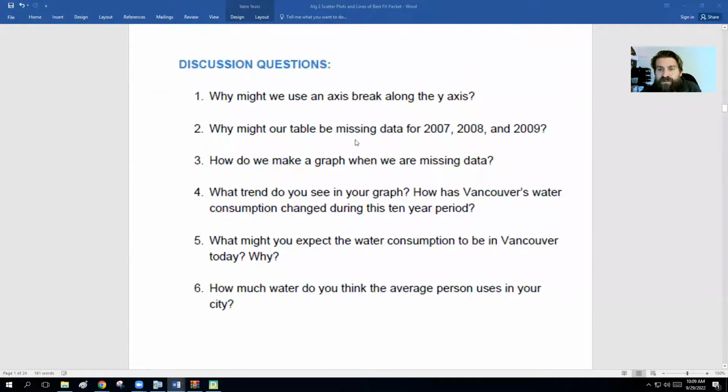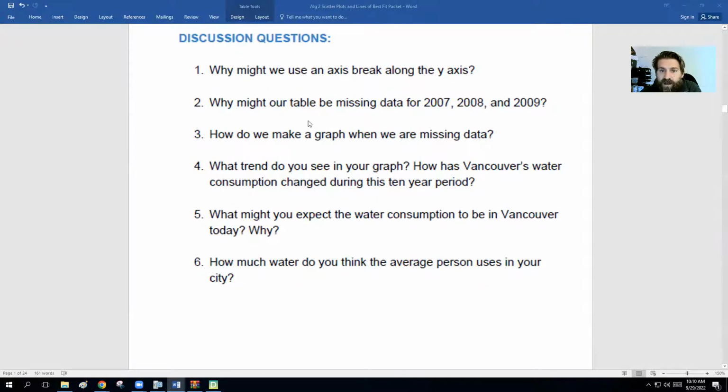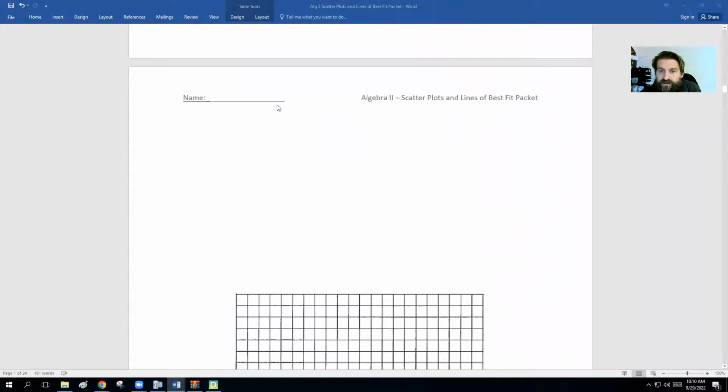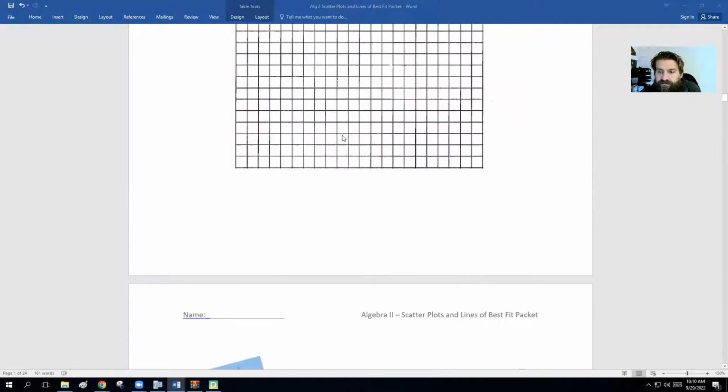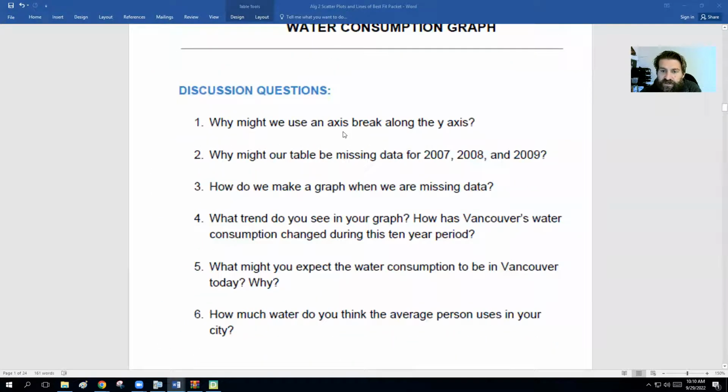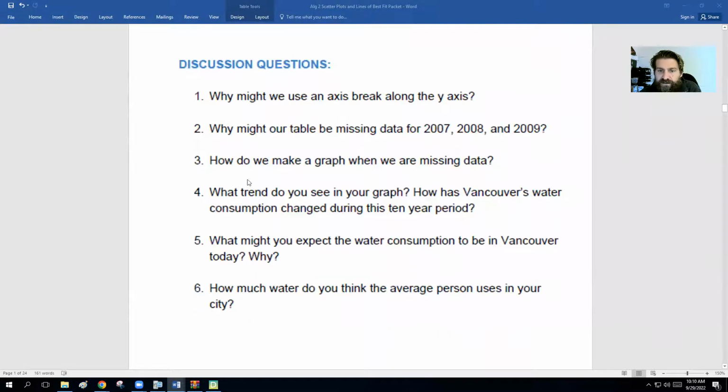You guys will then answer these questions here. Why will you want to use an axis break along the graph? An axis break is just a split in the numbers showing that you're not starting at 0, you're going to start at a different number. Why might there be information missing between 2007, 2008, 2009? What could have happened that made these numbers not appear? Think about it. You might have to Google some things or take an educated guess.